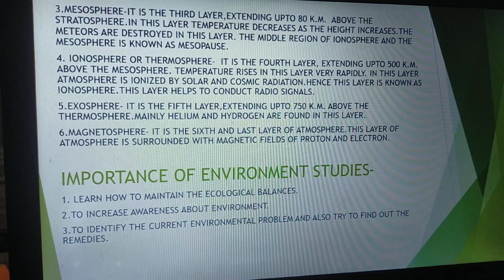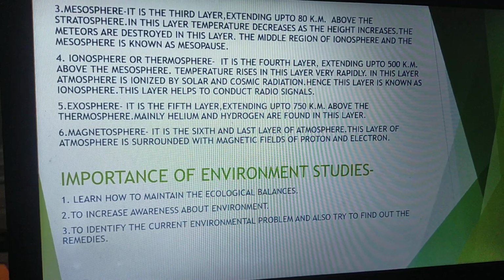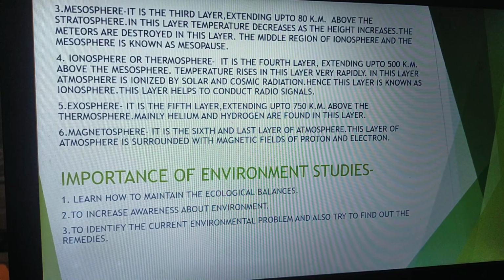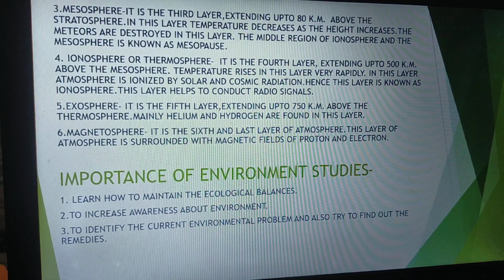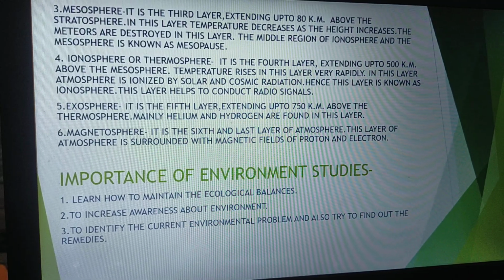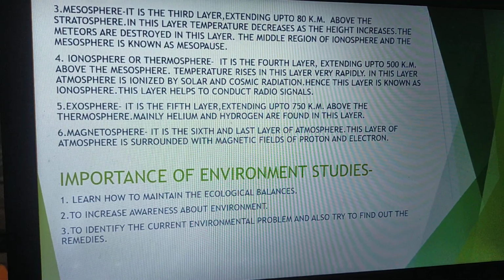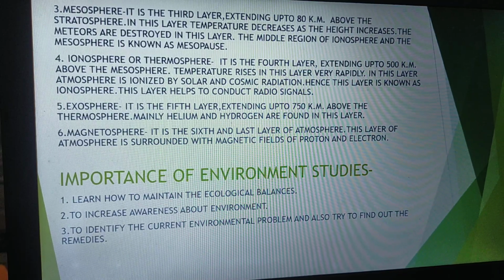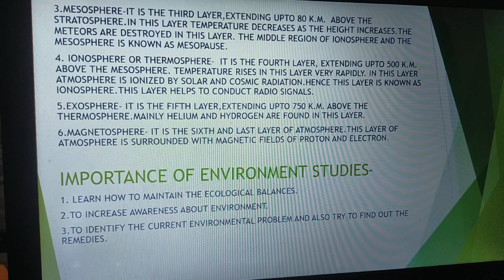The first thing that environment studies teaches us is that we learn how to maintain the ecological balances. The next step is that it helps us to increase awareness about environment, and it also helps us to identify the current environmental problems and also try to find out the remedies and how we can prevent these problems.